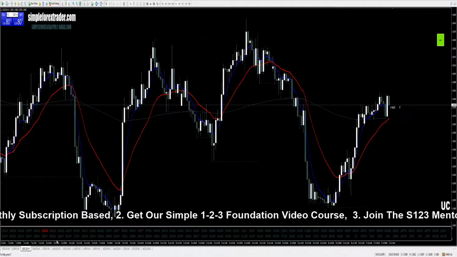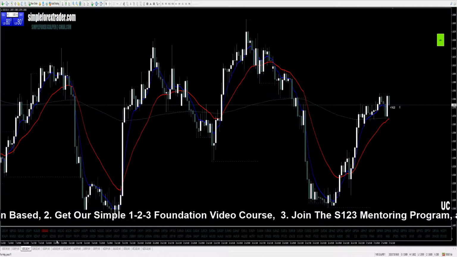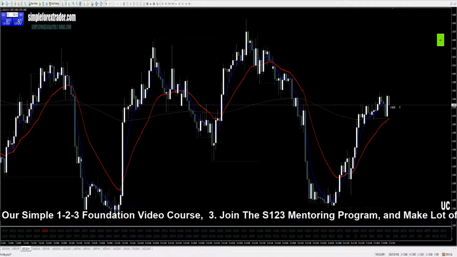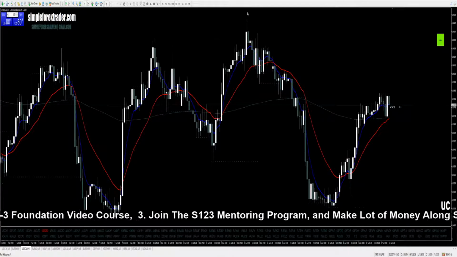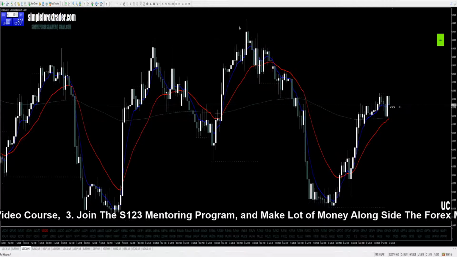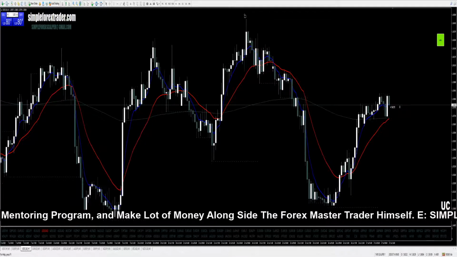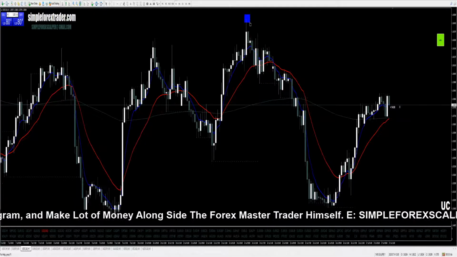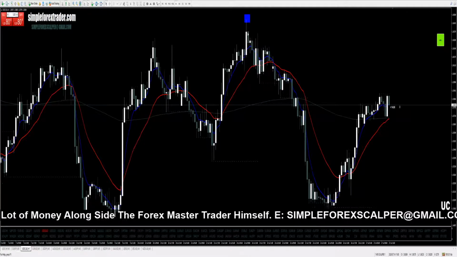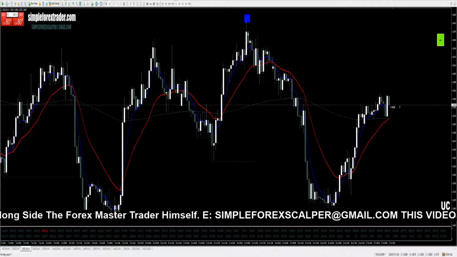So the USD CAD looks interesting. We can start here, at the highest point. The highest of the day is here. There it is, that's your high of the day. Can you see that blue box that I just circled or highlighted?